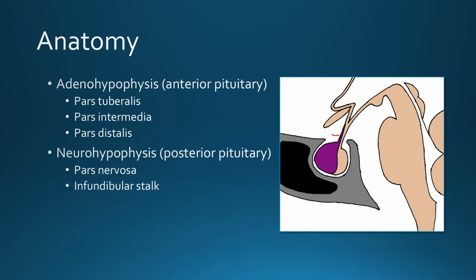And then finally the pars distalis, which is the bulk of the anterior pituitary. It's all this other stuff. The main part of it is the pars distalis. The neurohypophysis or posterior pituitary has the pars nervosa back here in beige, and the infundibular stalk, which is neural tissue, which are actually axons that go from the hypothalamus down into the posterior pituitary.